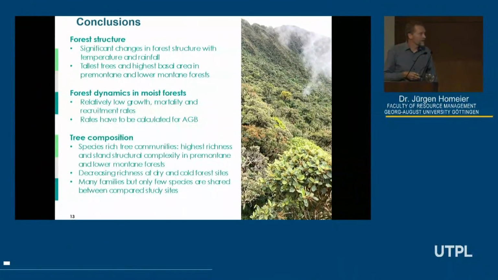Most families are shared between the compared study sites, but in species it's not so common that they occur at different study sites. So these data are the basis to use them later for our functional trait studies. For each of the plots, which are divided into subplots, we now are continuing to gather functional traits. For each of the 500 tree species, we will get the functional traits, and then later the idea is to explain patterns in forest structure and also productivity with functional composition. Thank you very much for your attention.